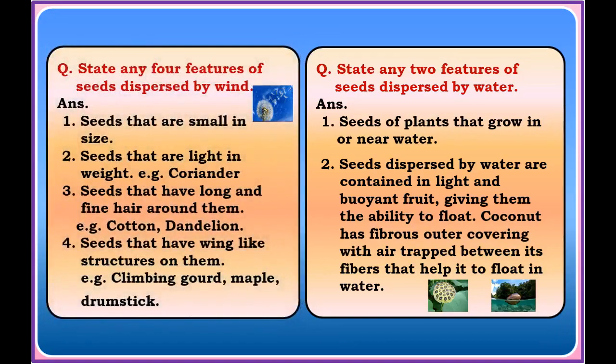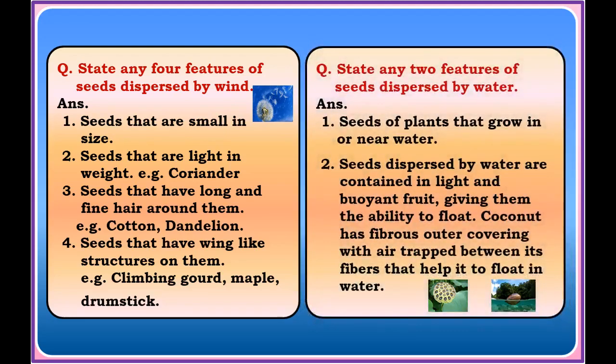State any 4 features of seeds dispersed by wind. Number 1. Seeds that are small in size. Number 2. Seeds that are light in weight, for example coriander. Number 3. Seeds that have long and fine hair around them, for example cotton, dandelion. Number 4. Seeds that have wing-like structures on them, for example climbing gourd, maple, drumstick.